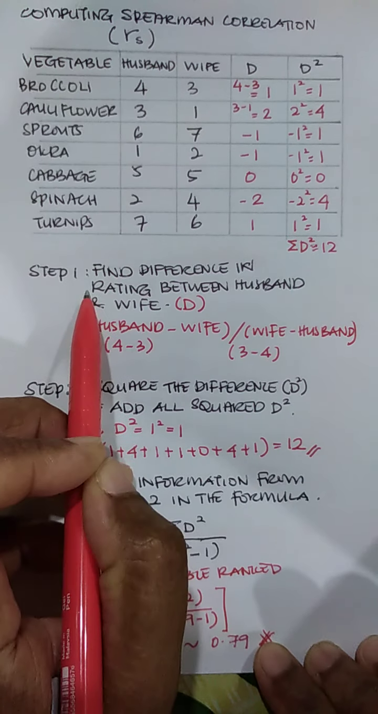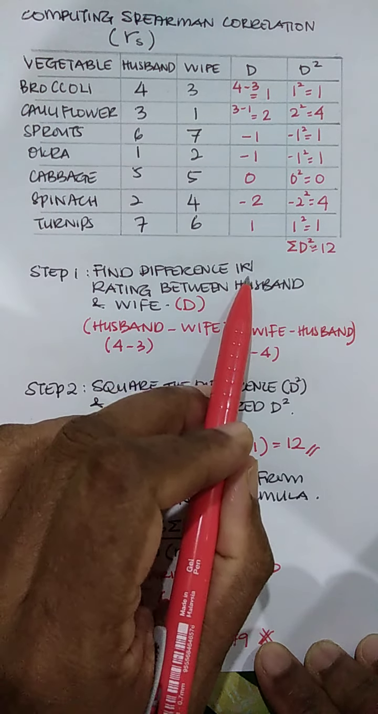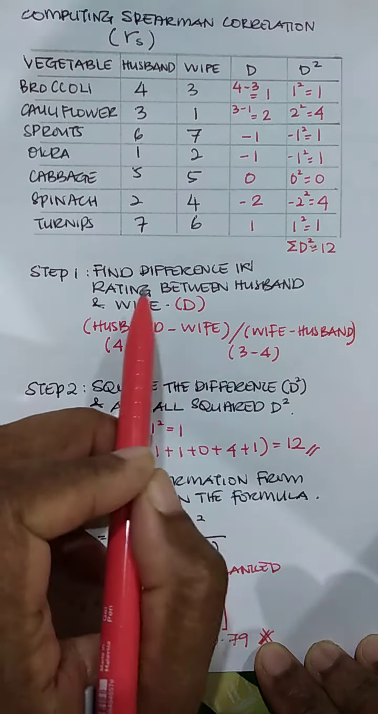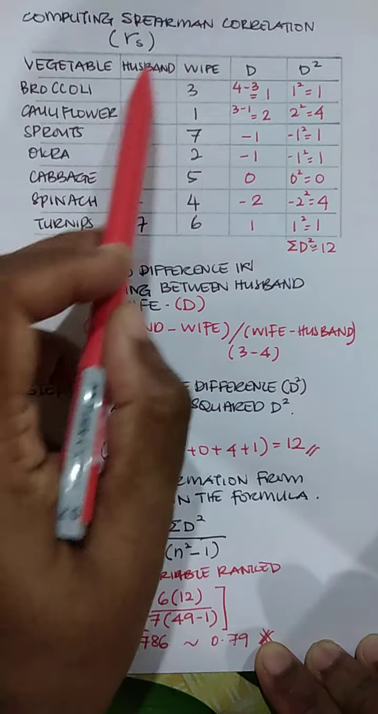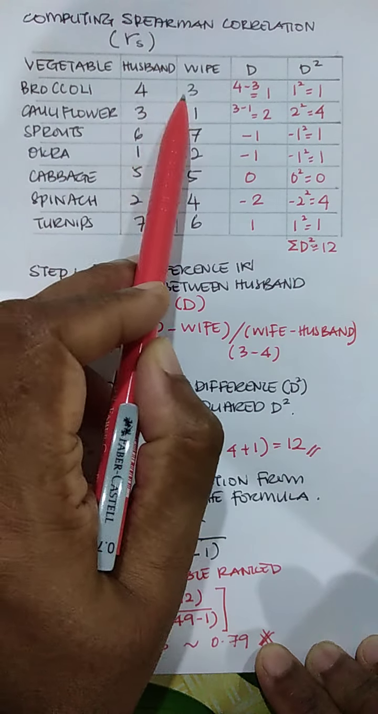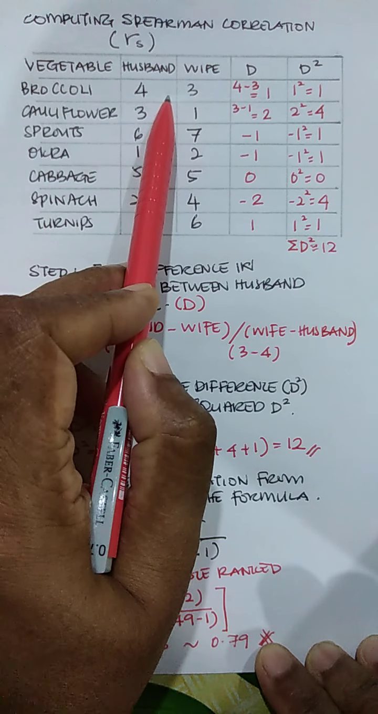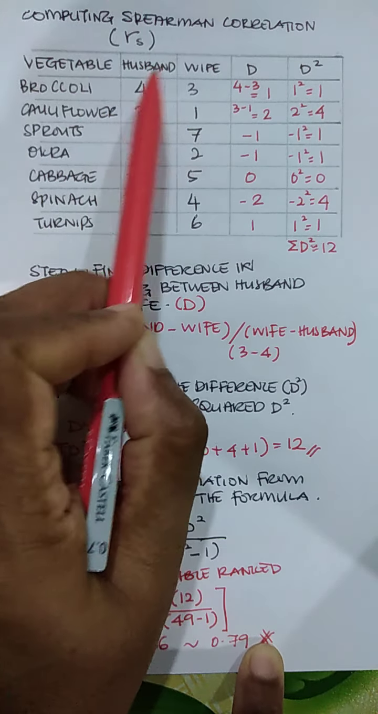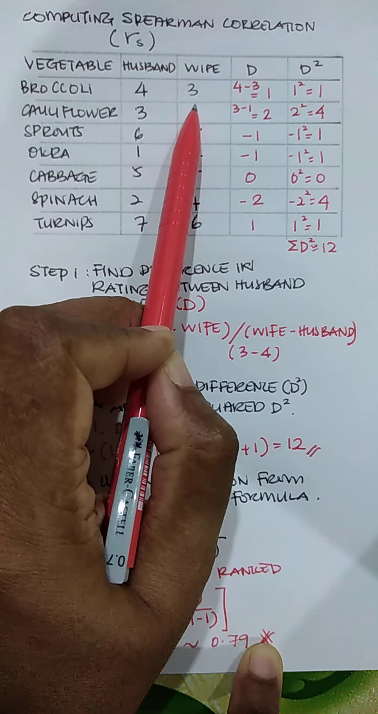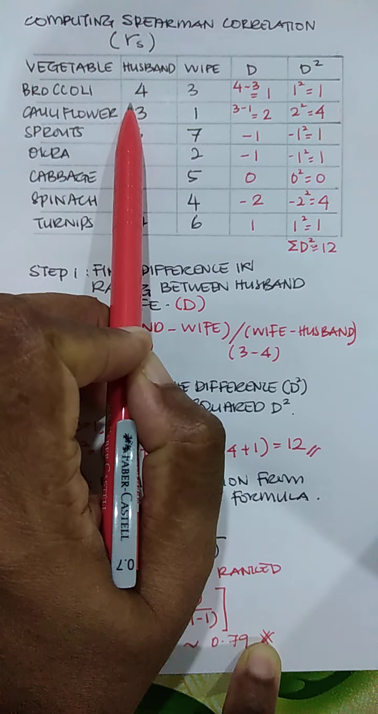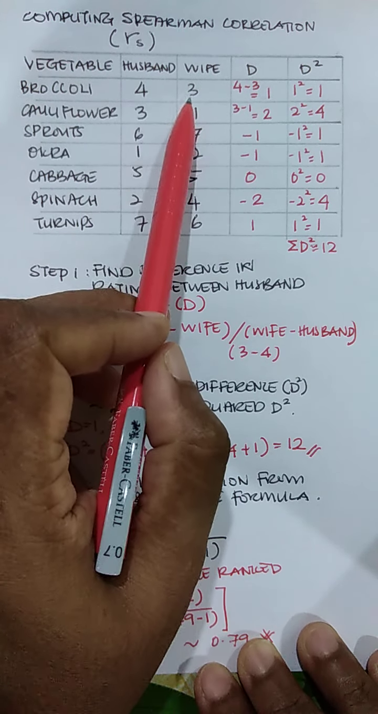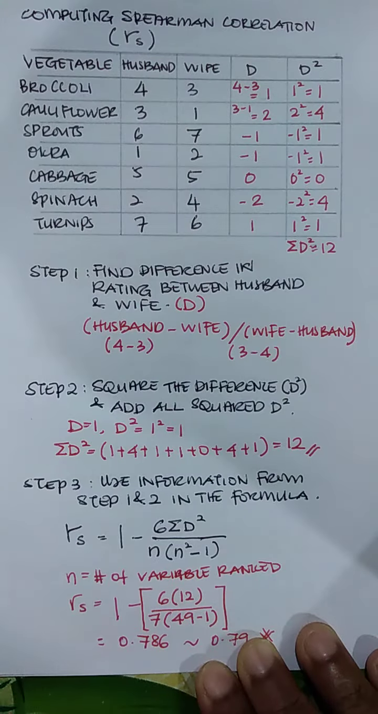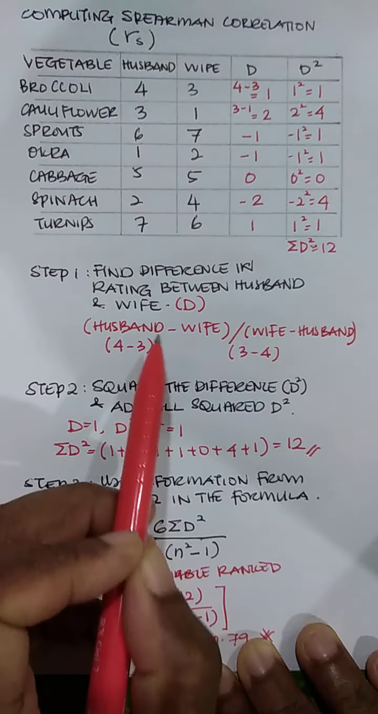So what is step 1? Find the difference in rating between husband and wife. We take the difference between the 2 responses. It can be husband's score minus wife's preference or wife minus husband. It will still give you the same values because later on we are going to square it, so it doesn't matter.